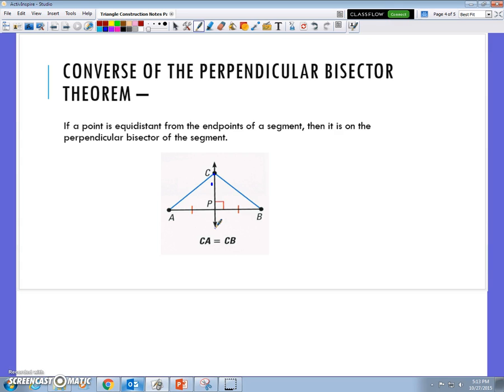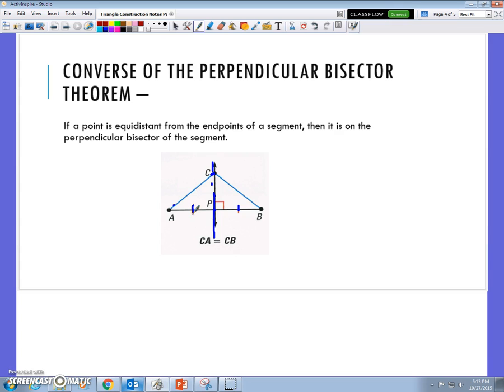You need to know how to construct a perpendicular bisector. You need to know that every point on the perpendicular bisector is the same distance from the endpoints. It is a 90-degree angle, and the segment length is exactly the same on both sides. And it works forwards and backwards. Once again, this is another one with the converse.